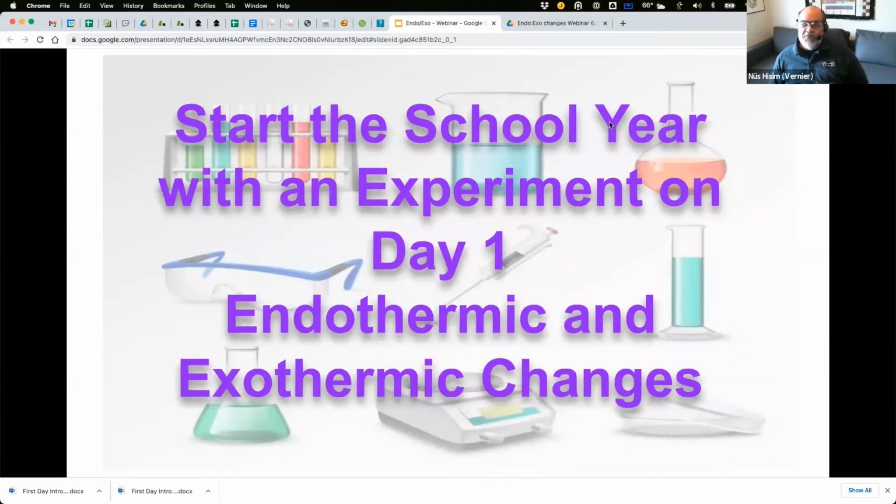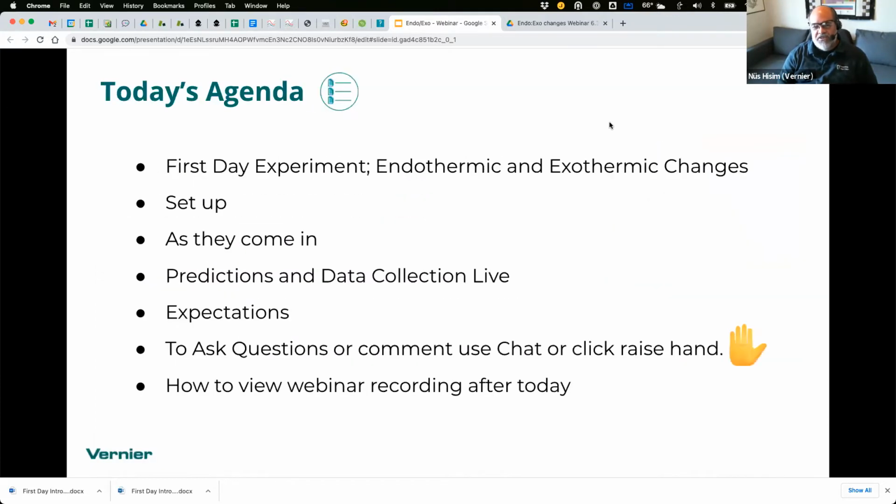So that's my plan today, to share this, because I started doing this 15 years ago, and the other people in the department were like, "What are you doing? You haven't even gone over safety yet. You haven't even got the students' names yet. What are you doing?" And I just thought, I've got to do something different. So that's exactly what I'm sharing with you today.